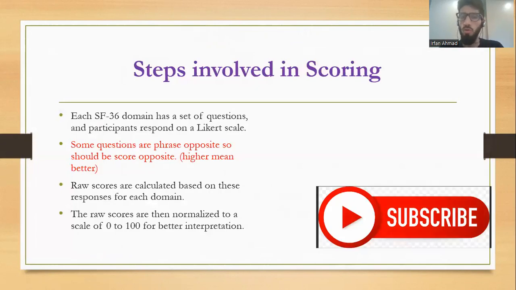Now coming to the scoring. Steps involved in the scoring: you know that each SF-36 domain has a set of questions, and participants respond based on a Likert scale. Some have 5 options, some have 4, some have 3, and some have 2, just yes or no questions. Some questions are phrased oppositely, so they should be scored oppositely.